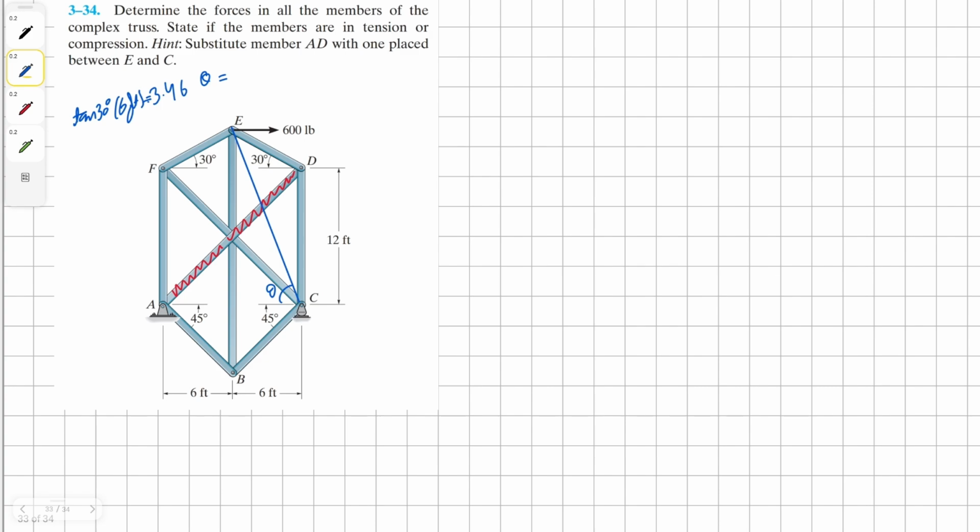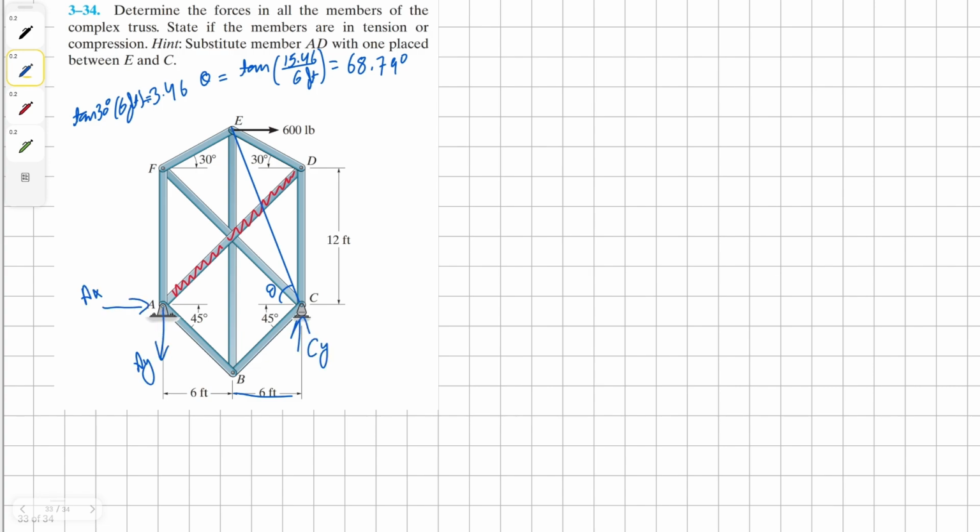Now we can find our angle theta, so it's simply going to be tan inverse of 12 plus 3.46, it's 15.46 divided by the width, which is 6 feet. And angle theta comes up to be 68.79 degrees. Now that we have that, now we can find our external reaction forces.